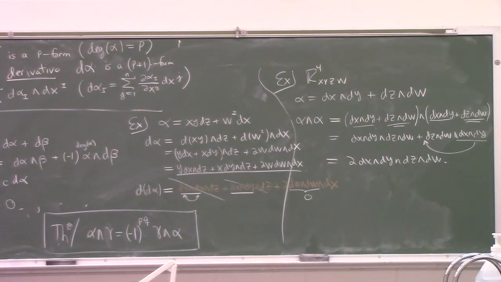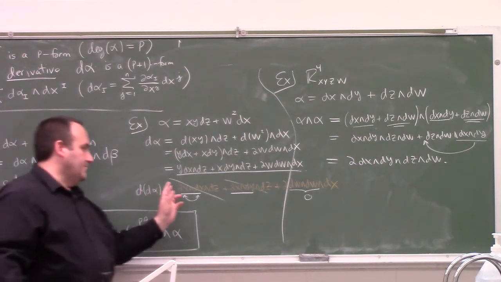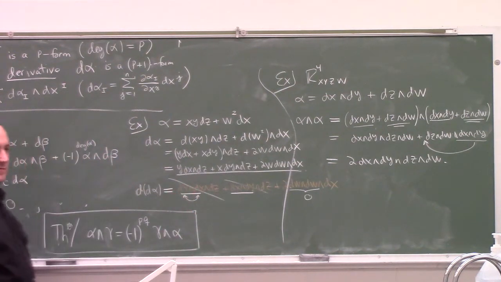And actually, the reason that went to 0 is exactly what's involved in the proof of property 4. Either you get differentials which kill themselves because they're repeated, or you get this cancellation between putting the differentials back into a common order.